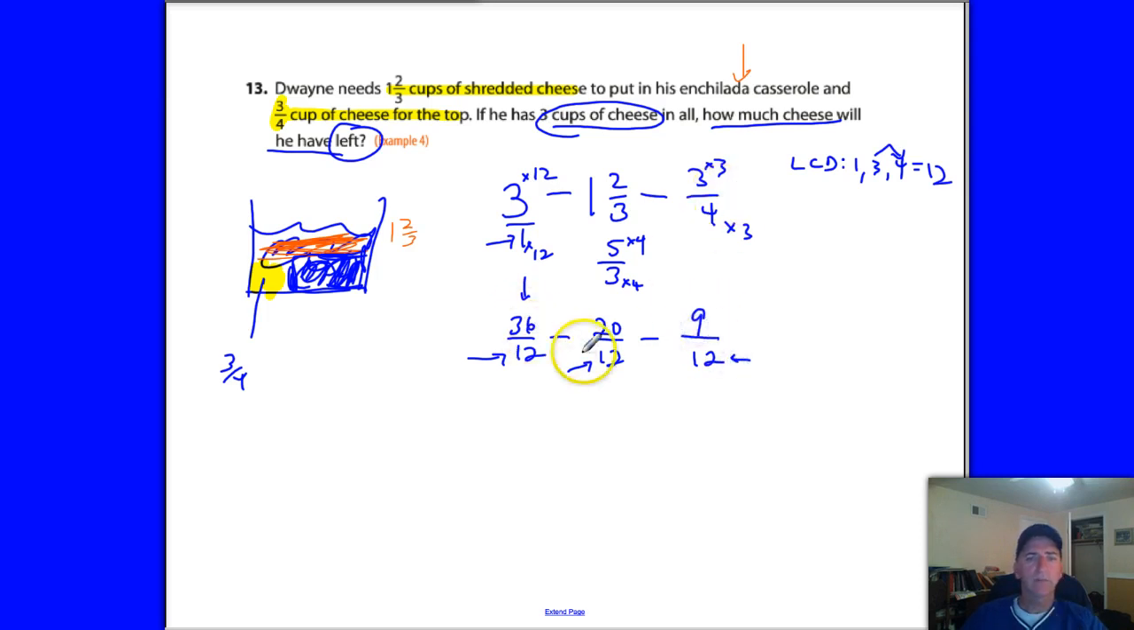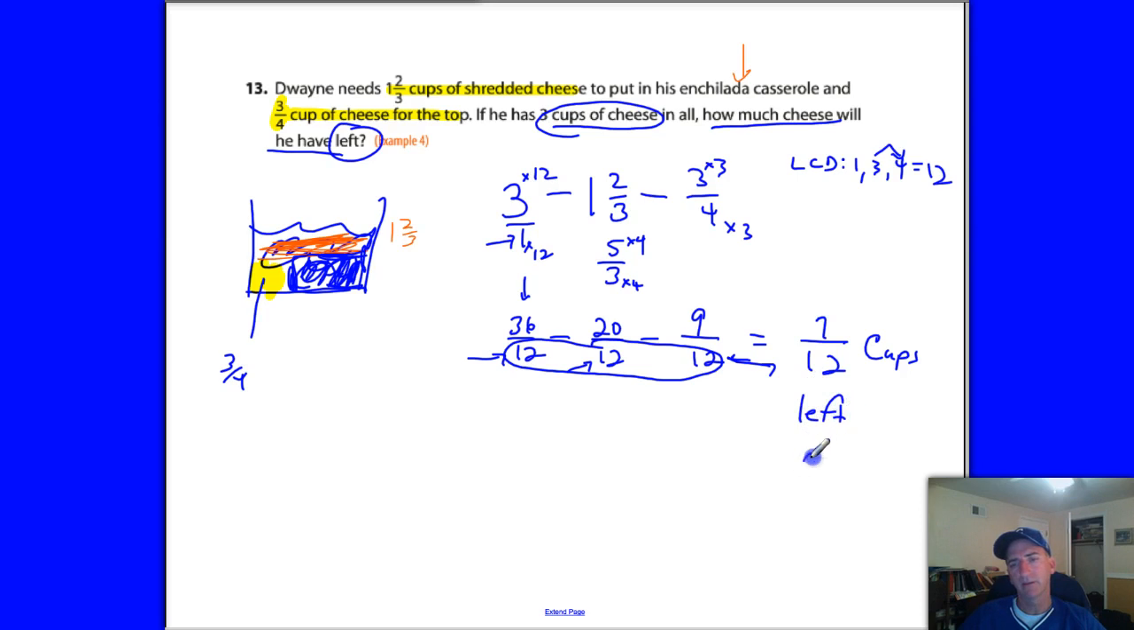That's 9. So basically what you're going to do here is subtract all these. I know the bottom number is going to be 12 because that's my denominator, right? That's the same. So I'm just going to go 36 minus 20 minus 9. And I did that for you, and that came out to be 7. So basically, he has 7/12 cups of cheese left over.